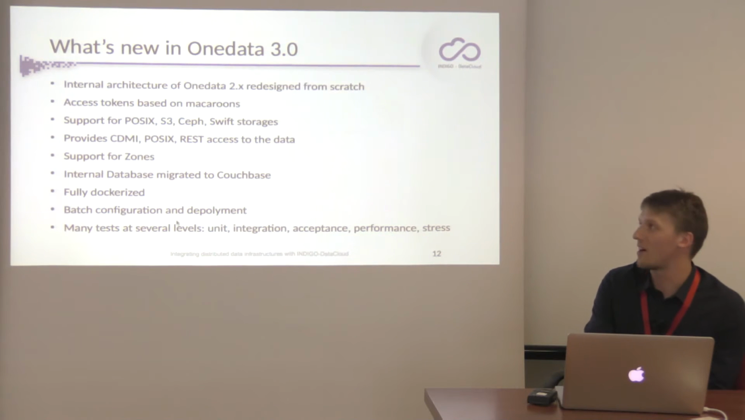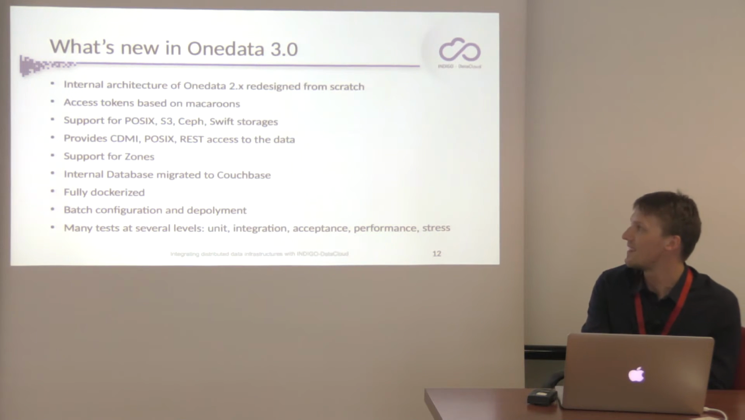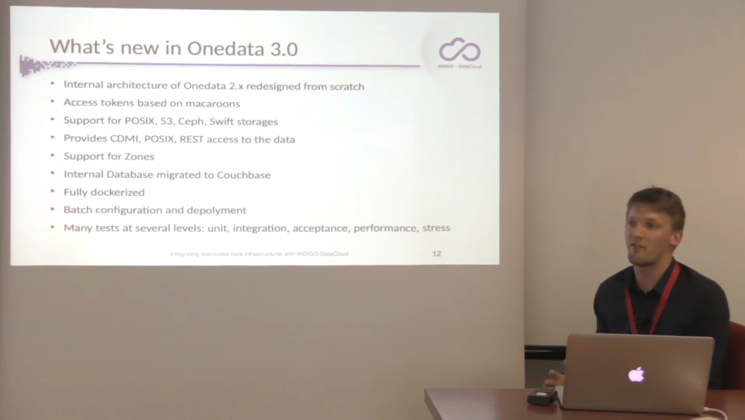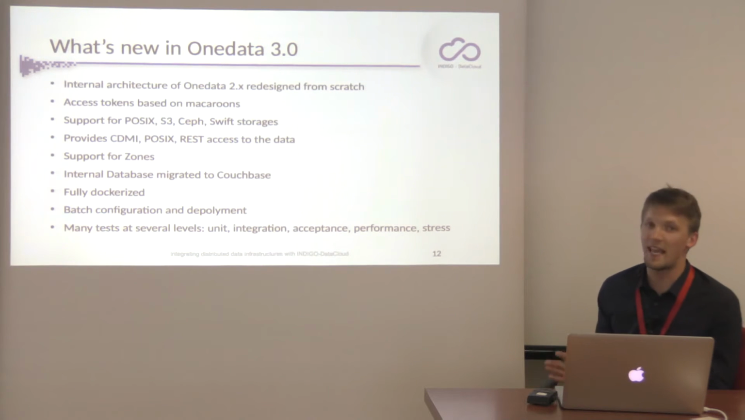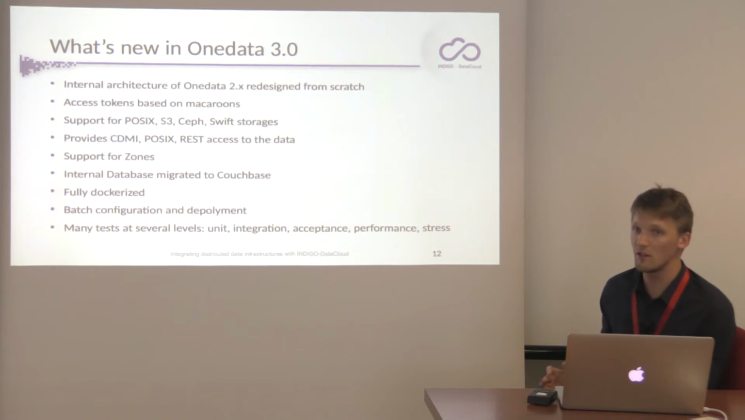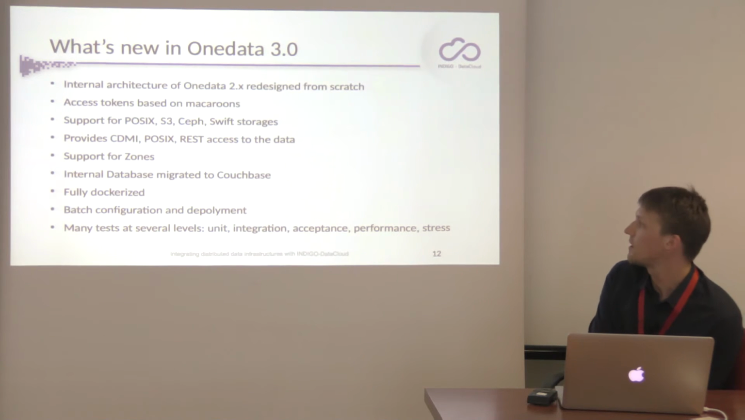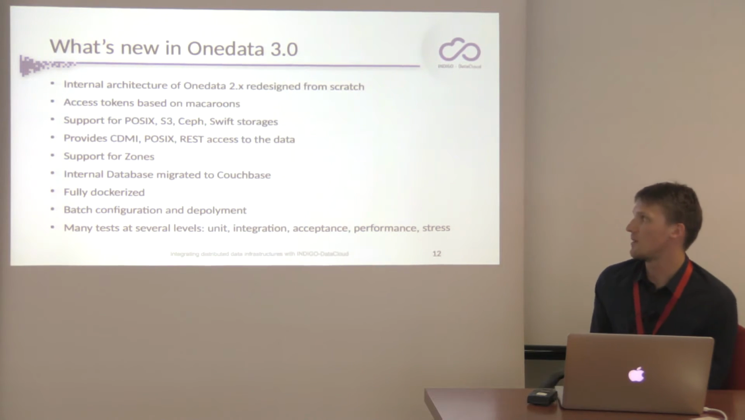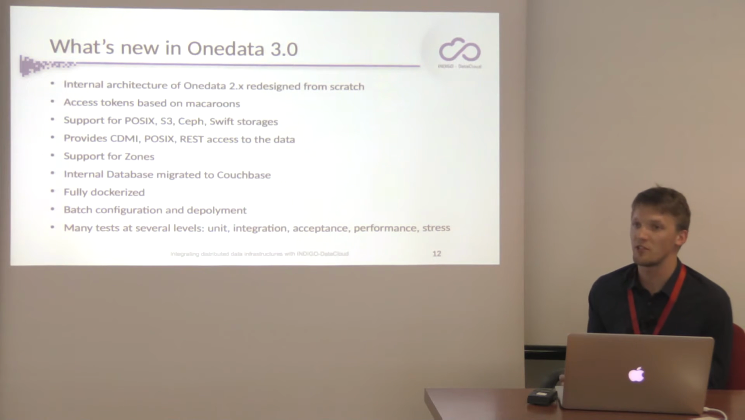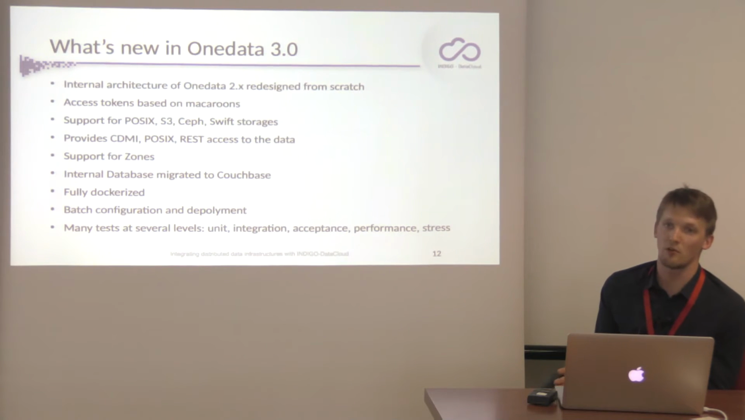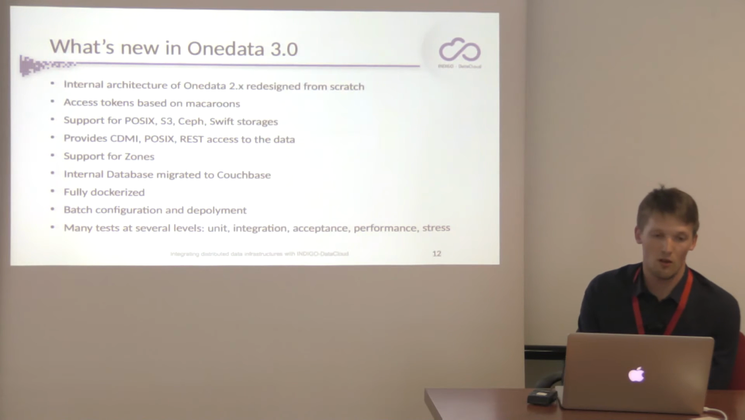Our access tokens are now based on macaroons, which allow us easy, detailed resource level access facilitation and read and write permissions and other types of file permissions. We currently support S3, Ceph, and Swift storages, which weren't present in 2.0. The 2.0 only supported POSIX storages.